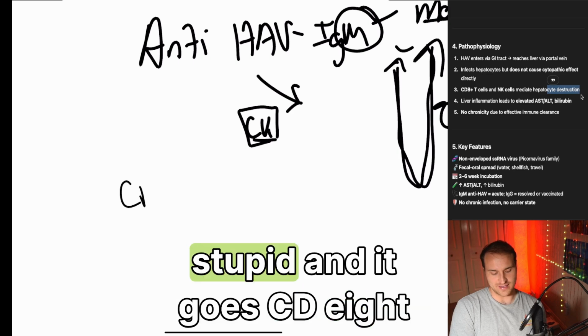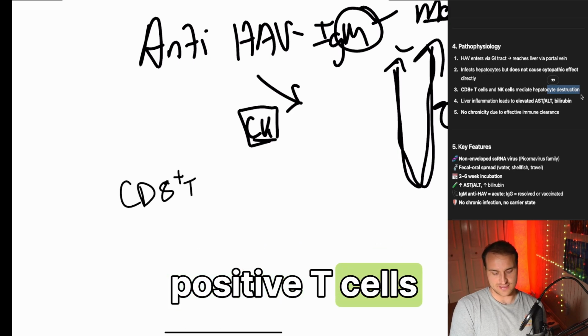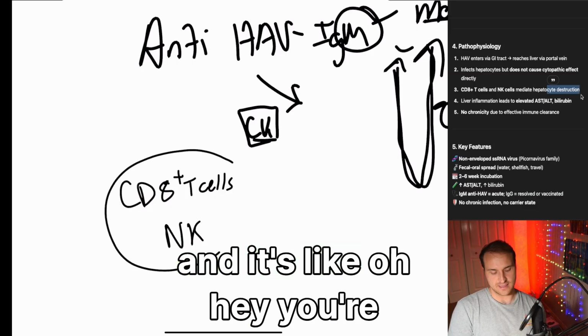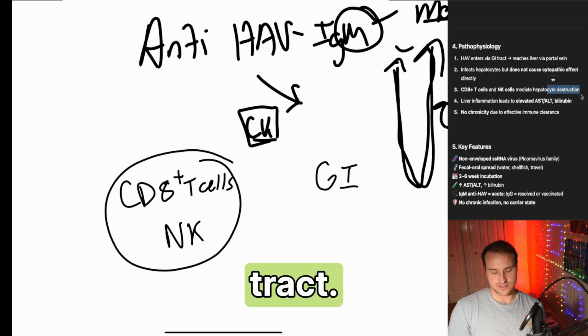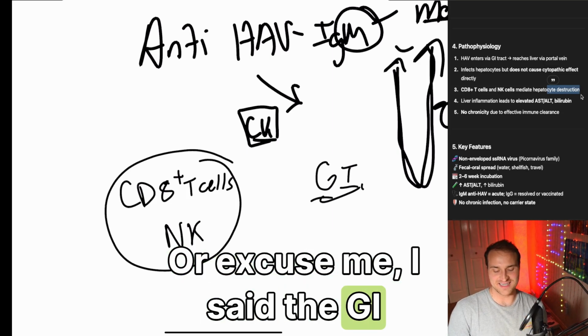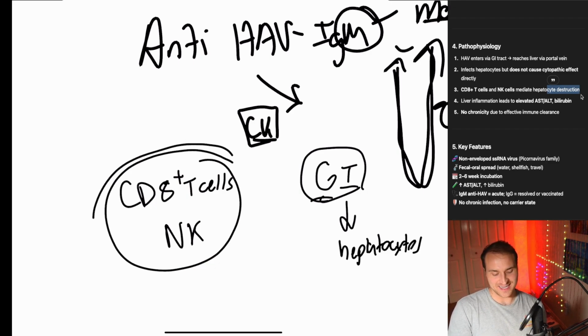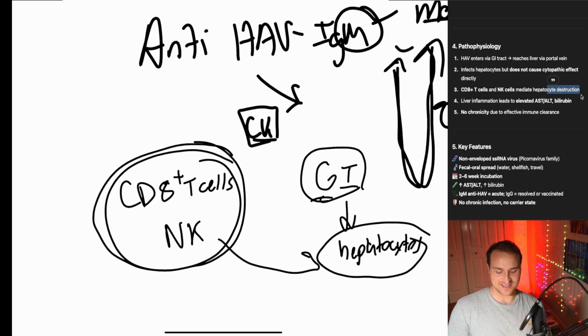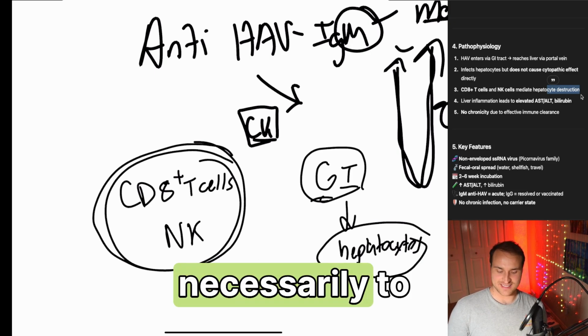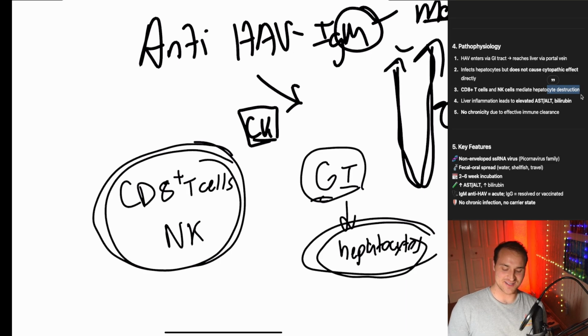Because you have to know that the body is stupid, and it goes CD8 positive T cells, natural killer cells. And it's like, oh, hey, you're chilling over there in the GI tract? Let me just kill you. Or excuse me, I said the GI tract. That's where it enters, and then it goes to the hepatocytes. And so literally your body with CD8 positive T cells, natural killer cells goes, hey, you guys chilling in the hepatocytes? I'm going to just kill you. Speaking not necessarily to the virus, but to the hepatocytes. So let's just kill ourselves. I mean, I guess it is self-limiting, so good job, body.